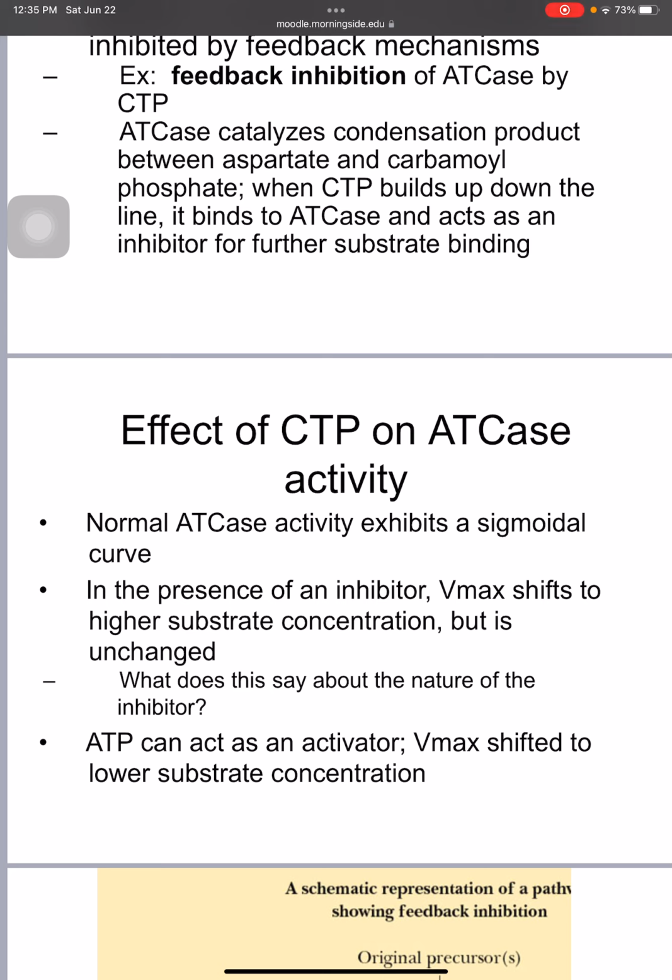And in that video, what did we say? With a competitive inhibitor, you eventually get to the same Vmax, it just takes more substrate to get there. With the non-competitive, we never get to the same heights of Vmax as we would without. Since we're getting to the same Vmax here, I think it's pretty safe to say that CTP is a competitive inhibitor of ATCase. And you can tell because we can still get to the same Vmax.